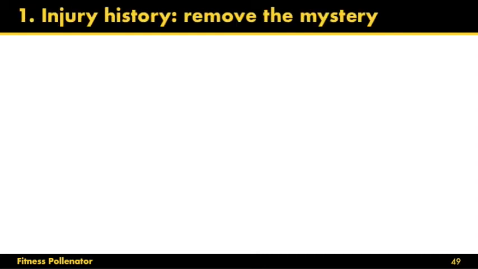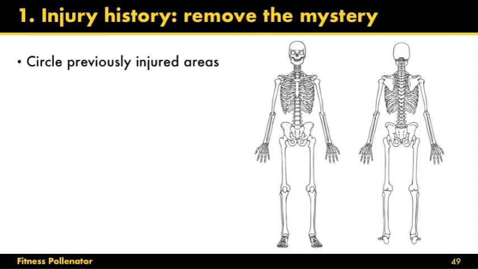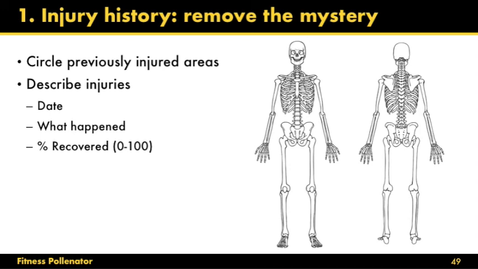With the injury history, a lot of times, and I'm sure we've all experienced this, we'll have a client come in and we'll ask them if they've ever been injured, and they say no. Then when we go to do something overhead, they raise one arm all the way up and the other one goes up to about 90 degrees of shoulder abduction. Lo and behold, they forgot to mention that they tore their rotator cuff 10 years ago. So a trick that I got from a chiropractor was to give people a skeleton and say, please circle your previously injured areas, and with those circles of those areas, describe the injury, including the date, what happened, and how recovered you are from it. So that's how I get around the mystery of the injury history.